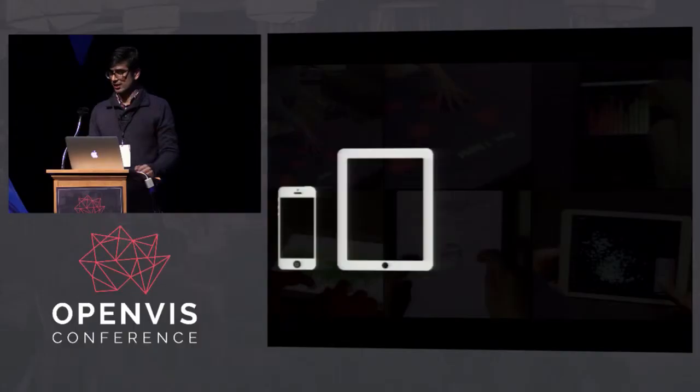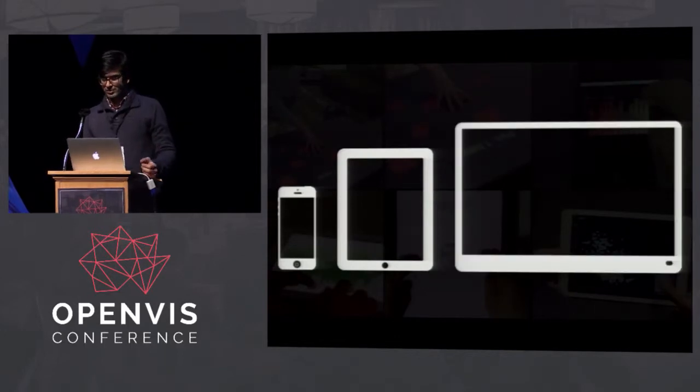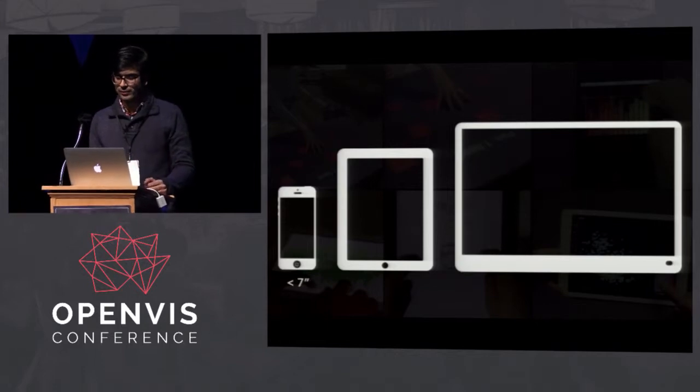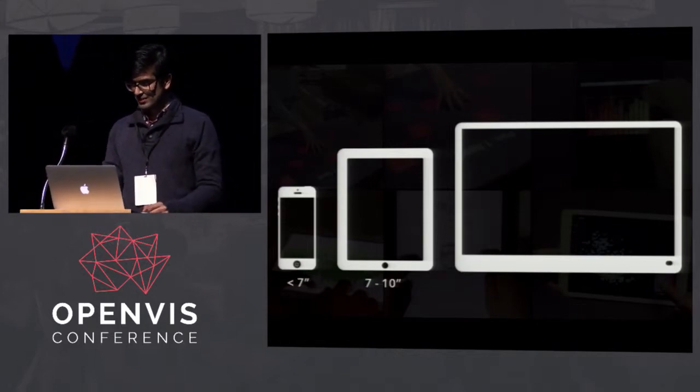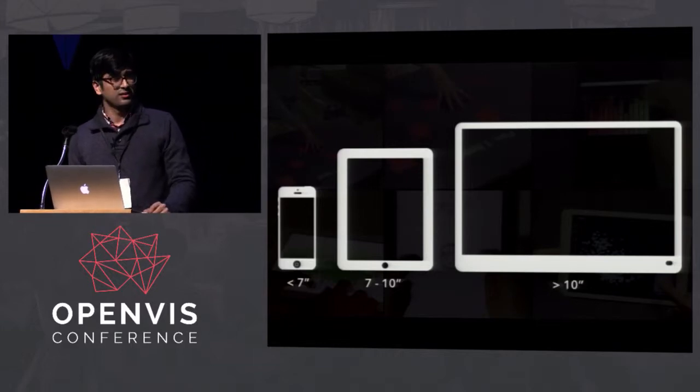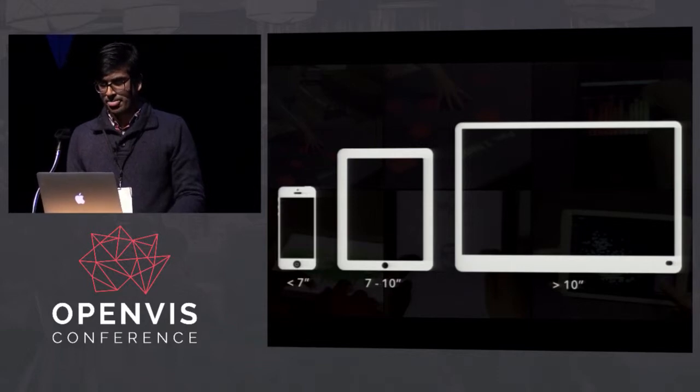So right off the bat, there are actually three different scales we can consider when looking at this space. The first is mobile, the second is tablets, and the third is large touchscreens. To be more specific, mobile is something we say is less than 7 inches screen size. Tablets are between 7 and 10, and anything greater than 10, we're calling large screen sizes.